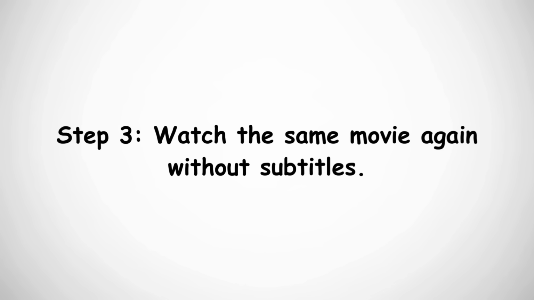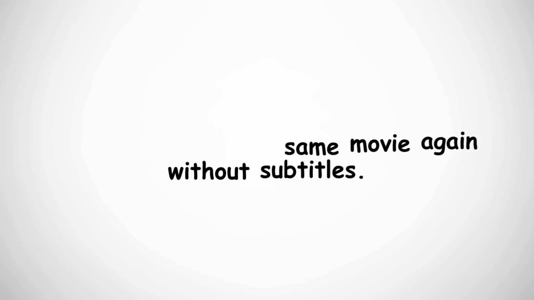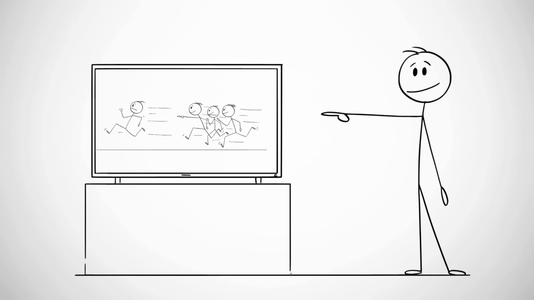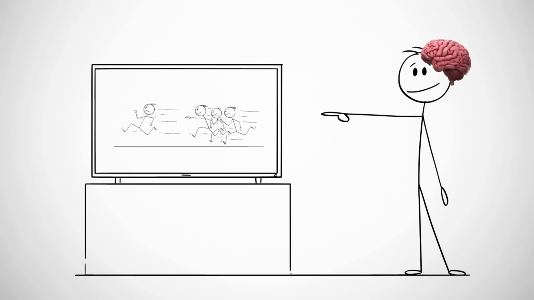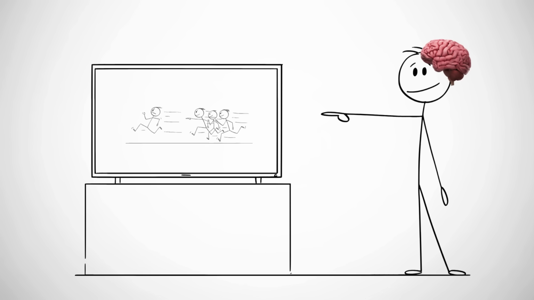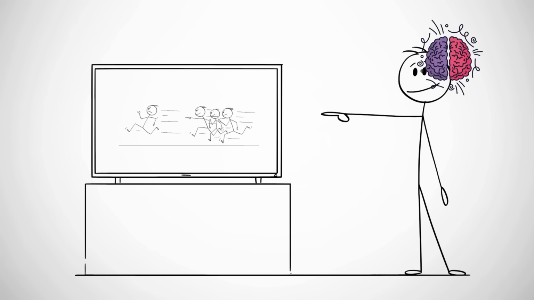Step 3. Watch the same movie again without subtitles. Now turn off the subtitles. Watch the same movie again. Because your brain remembers the sounds and words, you will understand more this time. It's like training your brain.